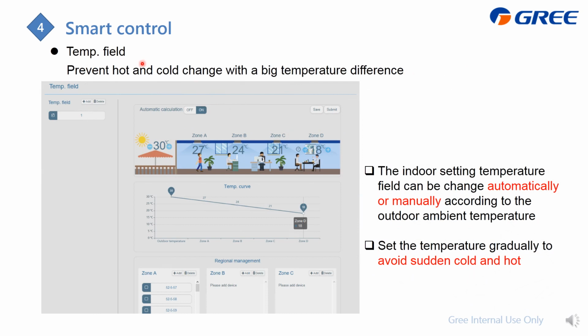In the temperature field, with this one you can prevent hot and cold changes with a big temperature difference. So for example, once you install your units, just follow these pictures so you can arrange your setting temperature. For example, if outdoor is now 30 degrees, this one should not be too low. Maybe setting it to 27 is okay, and this can all be DIY.